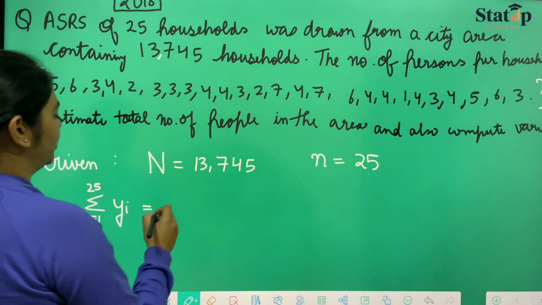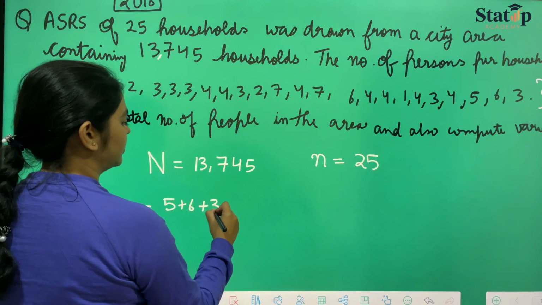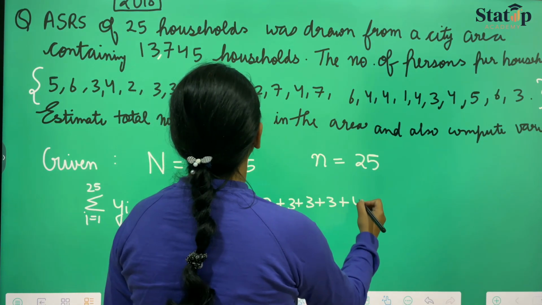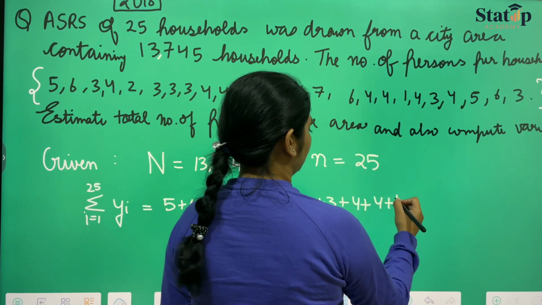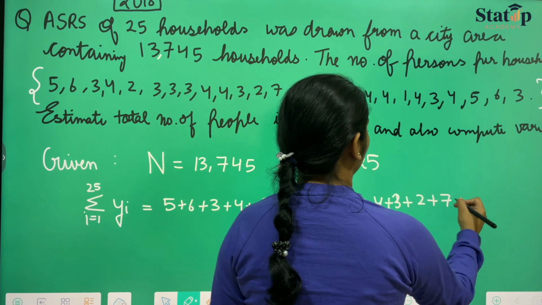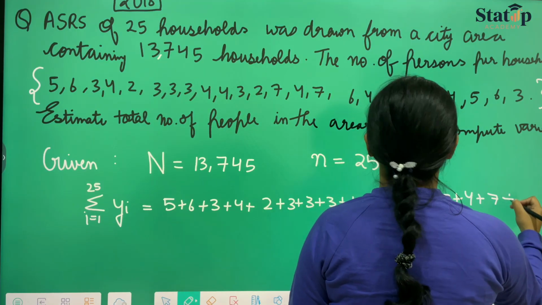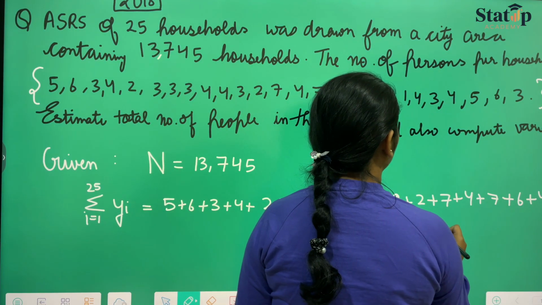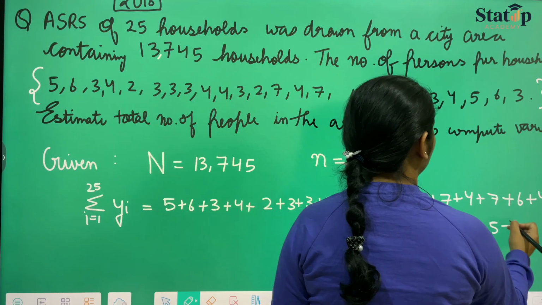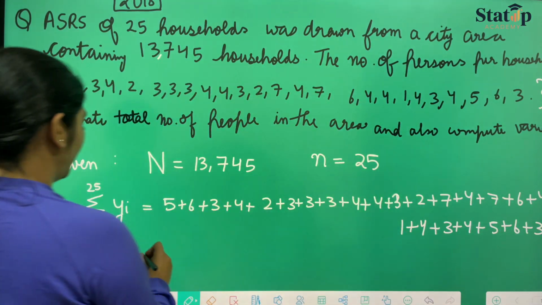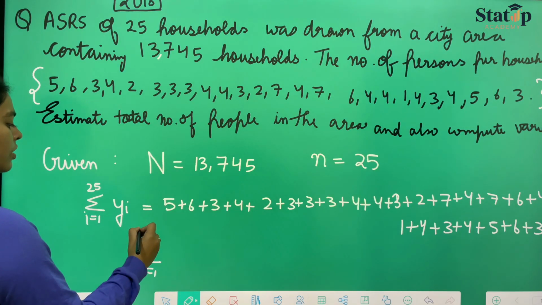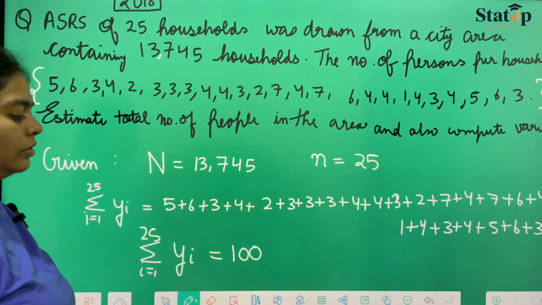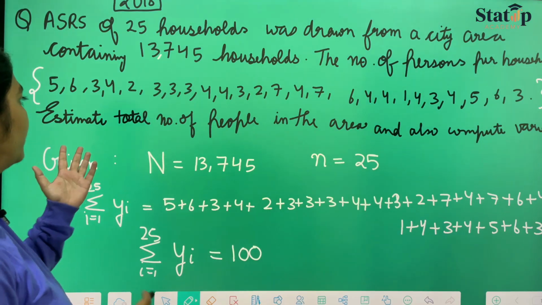If we add all these samples, which is 5 plus 6 plus 3 plus 4 plus 2 plus 3 plus 3 plus 3 plus 4 plus 4 plus 3 plus 2 plus 7 plus 4 plus 7 plus 6 plus 4 plus 4 plus 1 plus 4 plus 3 plus 4 plus 5 plus 6 plus 3. If we add all of them, we'll get summation i goes from 1 to 25 yi equal to 100.